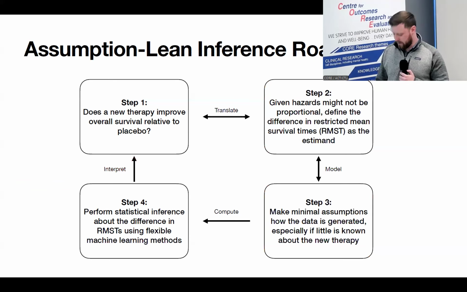If you instead use the assumption-lean roadmap, you'll define the same question, you'll move on to step 2, and you might say that given hazards are not proportional, we're going to use a different estimand, a different target parameter. We'll instead use the difference of the restricted mean survival time, which I'll show you in the next slide. From here, you'll model this outcome, given what you know about the data, which might be very little, especially if this is a first-in-human trial or a phase 2 trial with relatively little evidence. You'll then perform statistical inference of this estimand using machine learning methods, and then be able to interpret this result in terms of your original question, hopefully without violating any assumptions.